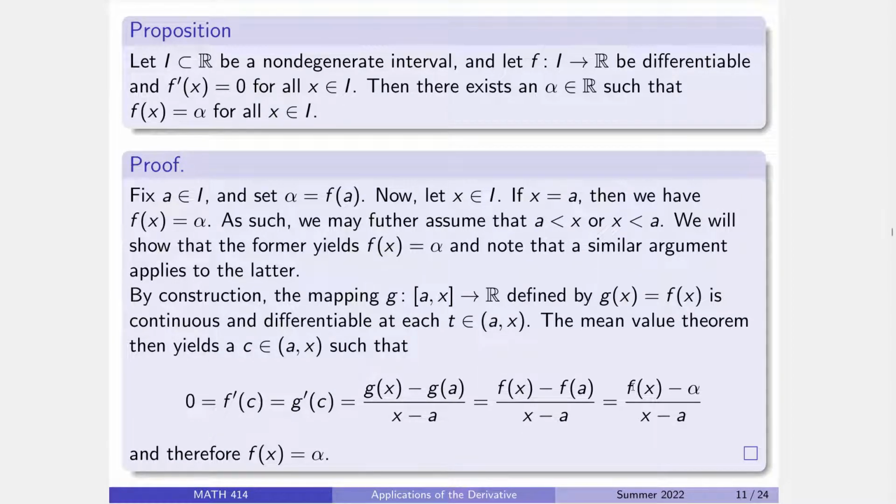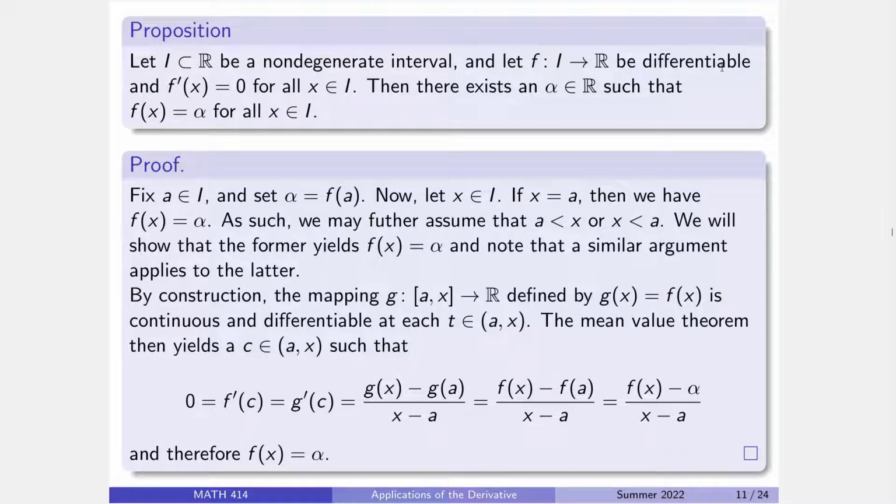But f of A is equal to alpha, and the only way this could possibly equal 0 is if the top is 0, which means that f of x is equal to alpha. So derivative equaling 0 means that we're nice and constant. Hooray. Well, there we go. So if you're constant, your derivative is 0, and conversely, if your derivative is 0, you must be constant.